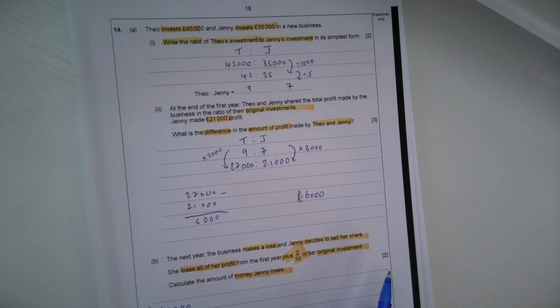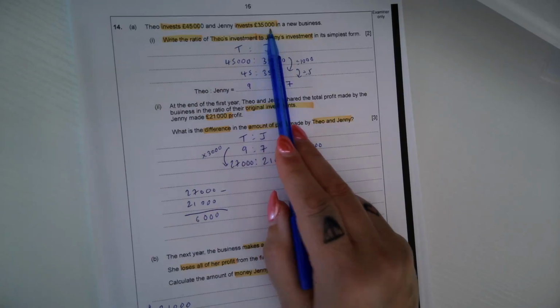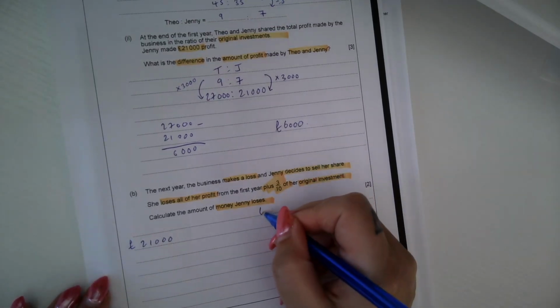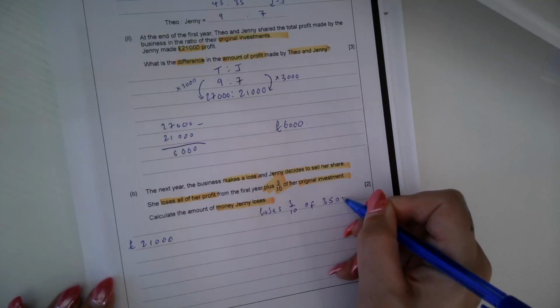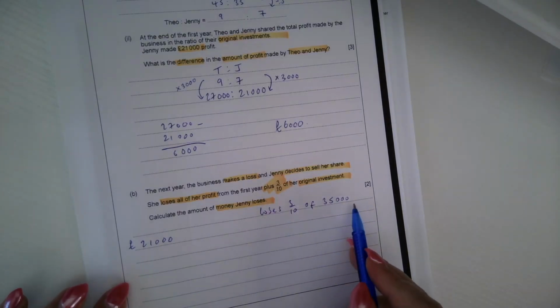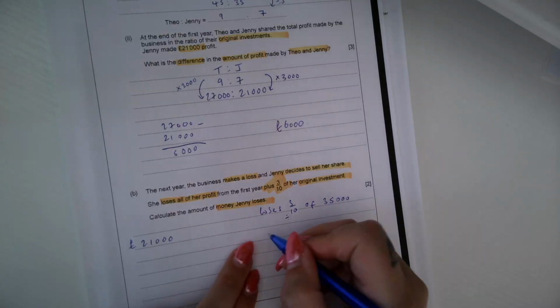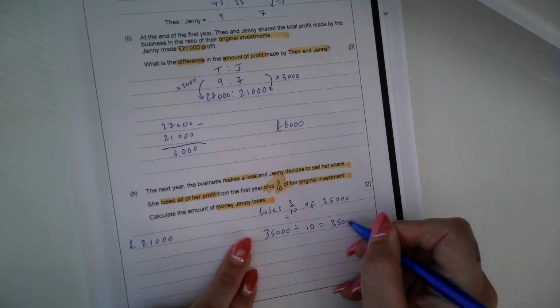So let's go up here to part A. Jenny's original investment was £35,000. So she's losing 3/10 of that. So she's losing 3/10 of the £35,000. So we need to find 3/10 of £35,000. So we divide by the denominator. So we divide by 10, which is 3,500.